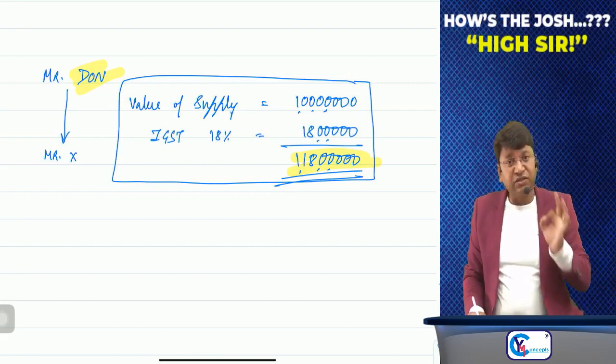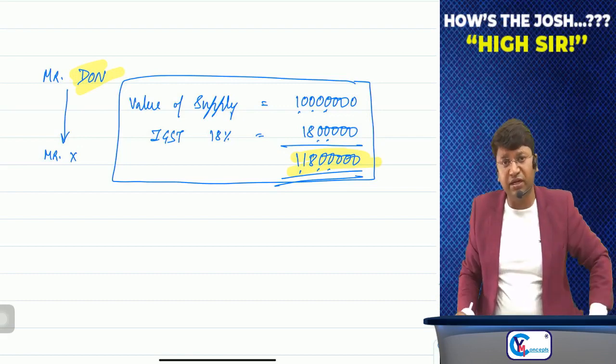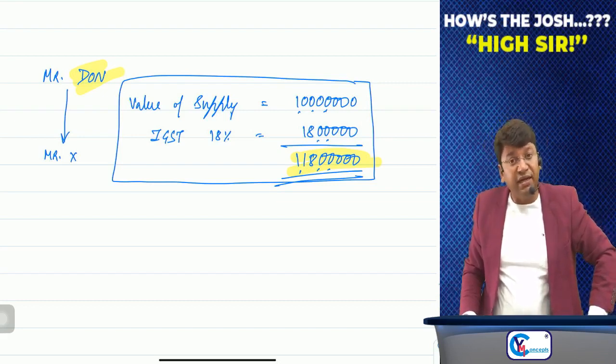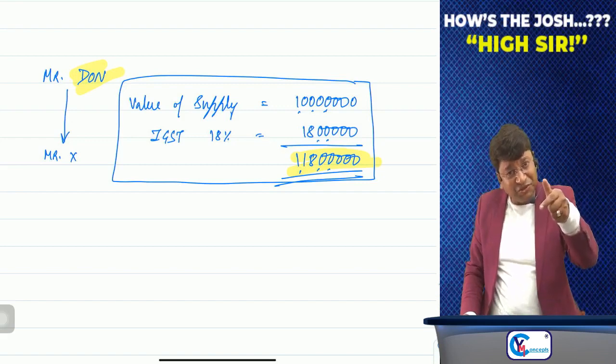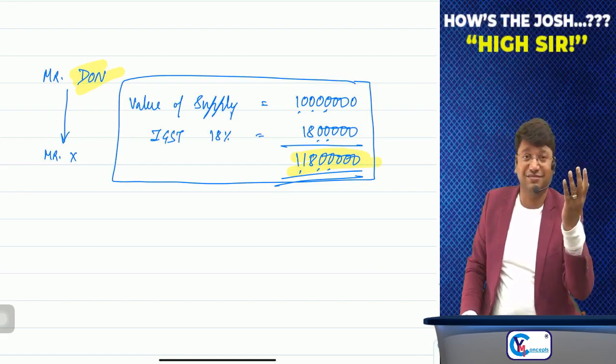Sir, if Mr. X would have paid the entire rupees 1 crore 18 lakh to Mr. Don, who is located outside India, sir, do you think that Mr. Don will come to India, get himself registered under GST in India, and pay rupees 18 lakh to the Indian government? Do you think so? No. Why? Because he is Don.